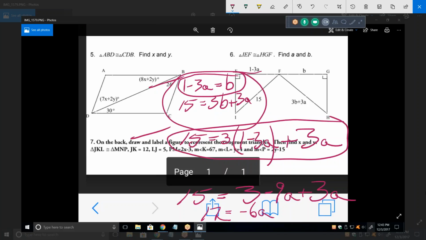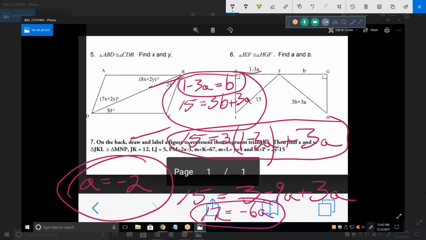And now what's a become? 6. Or 6. Solve that for a. 6. Or 2. No and no. Negative 2. Okay.